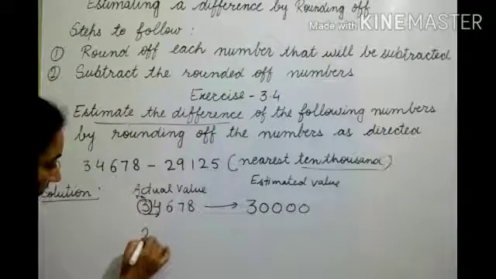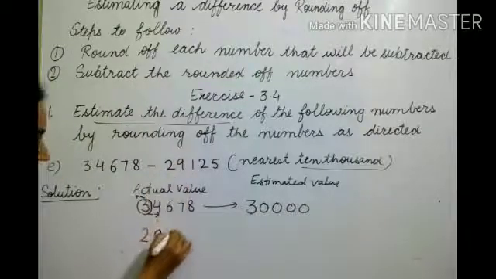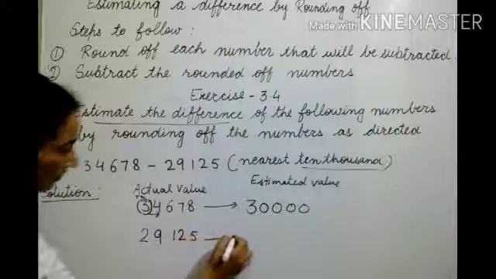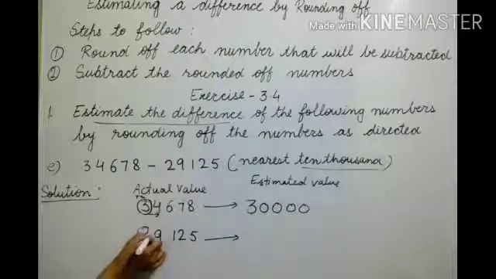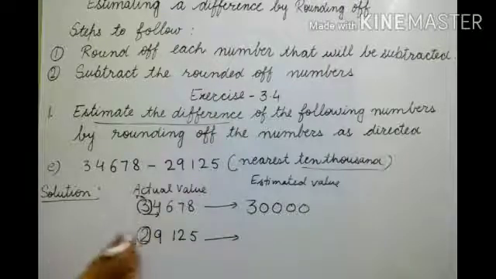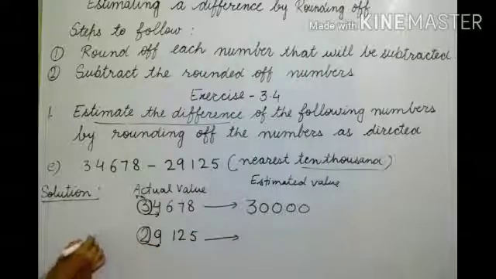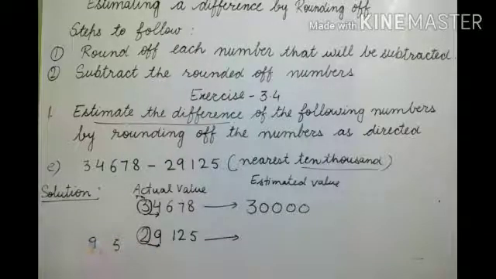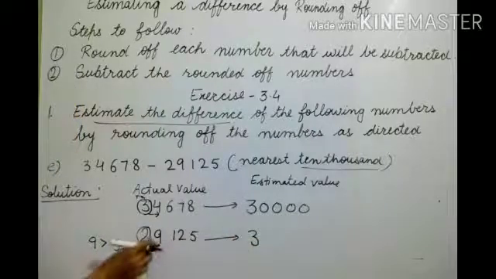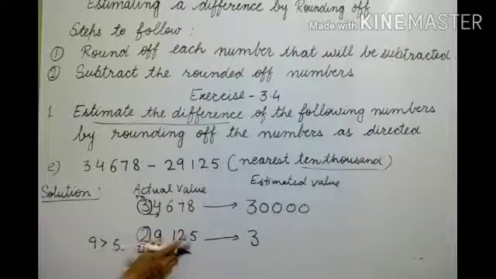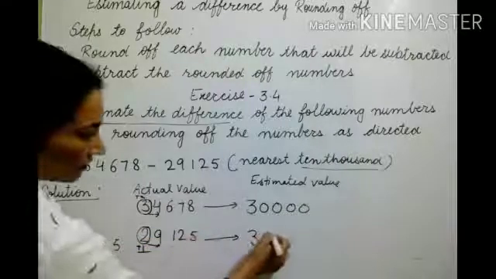Let's take the second number, 29,125. What will be the estimated value? Let's see. Circle the 10,000s place digit, which is 2. Put an arrow to the right digit, that is 9. Compare it with 5, as 9 is greater than 5. So we will add 1 to the circled digit, that will be 3. And the rest of the 4 digits will become 0.